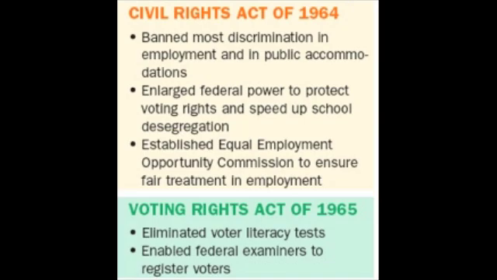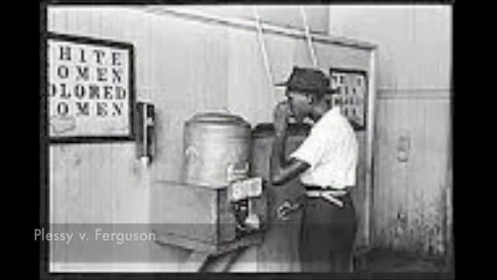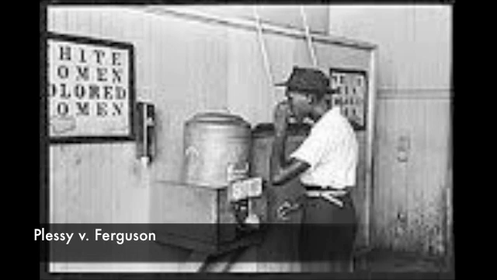Lyndon B. Johnson's laws for civil rights were the great achievement of a long history of activism by African Americans. After the Civil War, Reconstruction had failed to give blacks equal status in society. The Supreme Court case, Plessy v. Ferguson, in 1897 actually legalized segregation.